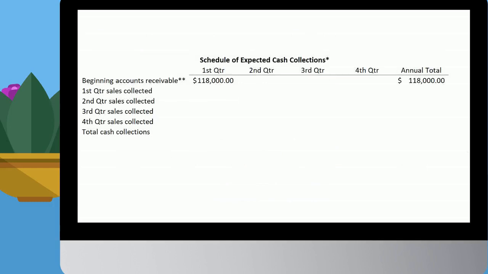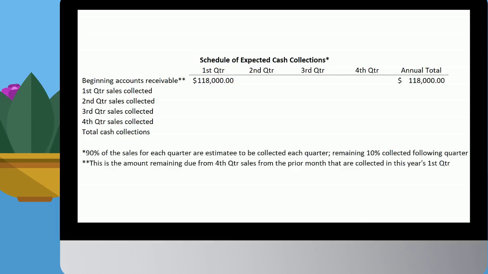The company anticipates $118,000 in accounts receivable at the start of the year. These are sales from the previous year that have not yet been paid. The company expects to be paid all of these in the first quarter of this year. In addition, they expect to receive 90% of the first quarter sales in the first quarter. Since first quarter sales were $300,000, that means that 90% of those, $270,000, are expected to be collected in the first quarter. Therefore, the total cash collections from sales would be $388,000 for the first quarter.